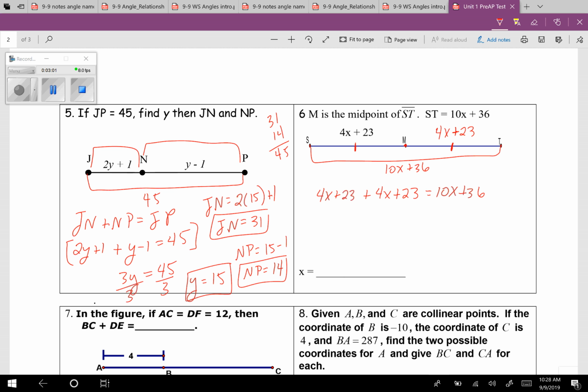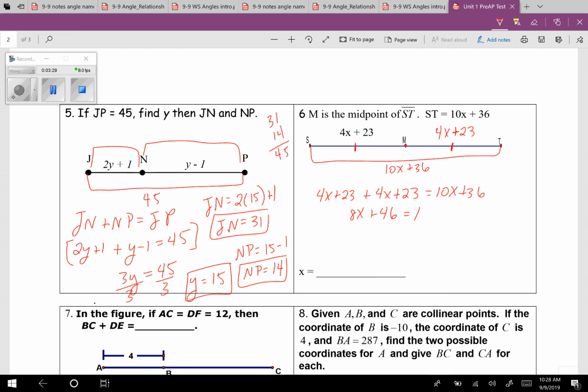Okay, now alternatively, I could have said, okay, 4x plus 23, just multiply it by 2, and it's equal to the whole thing. That is equally valid. I just want people to understand that you take the two parts and you add them together, it's equal to the whole thing. The only thing different here is that the parts are equal to each other. So we get 8x plus 46, because 23 times 2 is 46, so that's 10x plus 36.